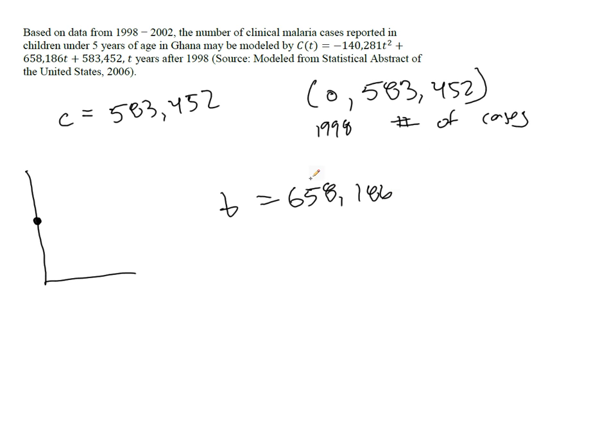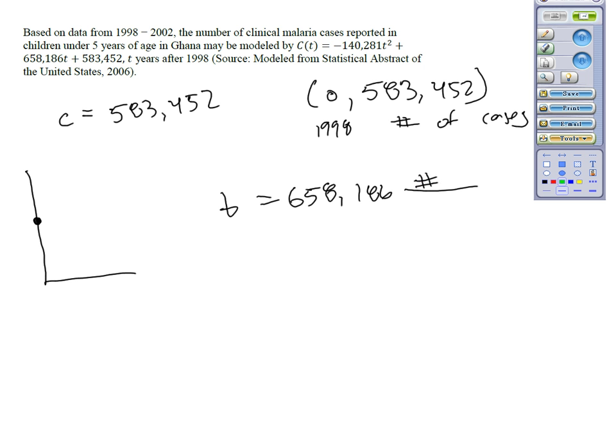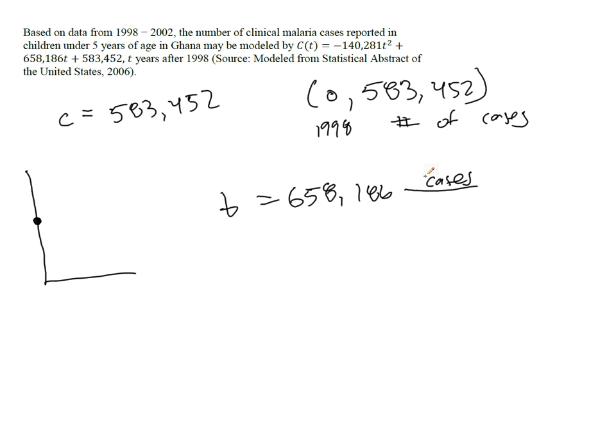658,186, and what are the units for this? The units for this are change in output over change in input. So our output measures the number of cases, I guess we'll call it just cases, and our input is time, so that's measuring years. So C is cases, T is years. So our units would be cases per year.